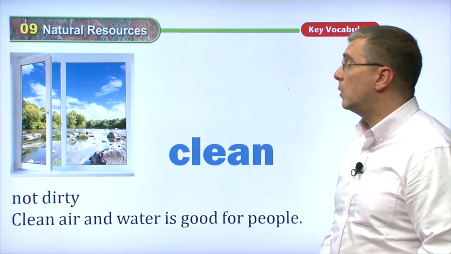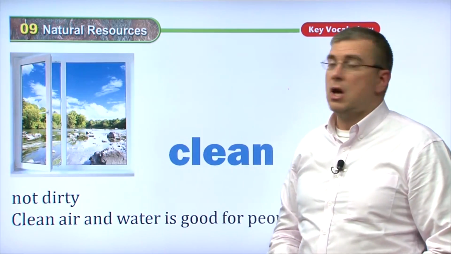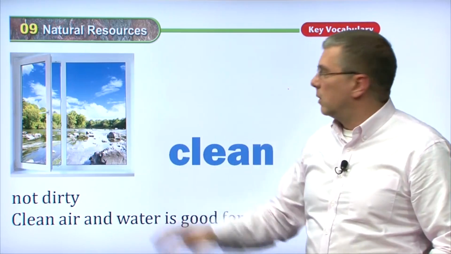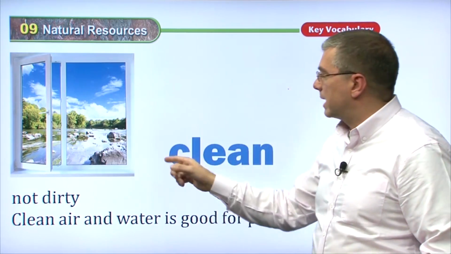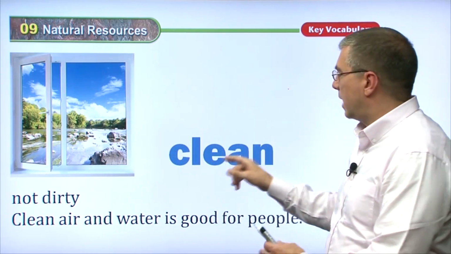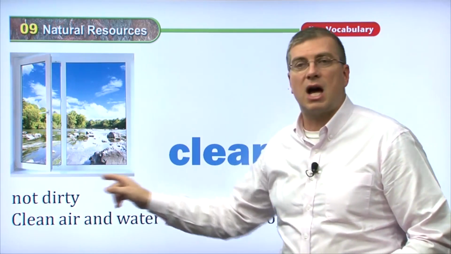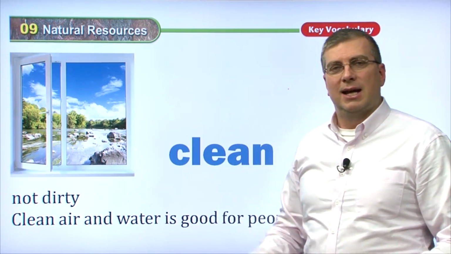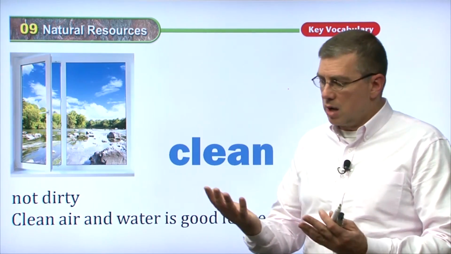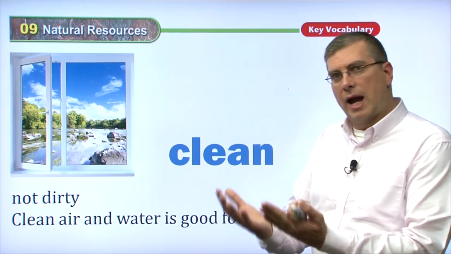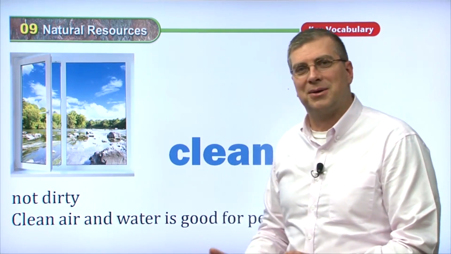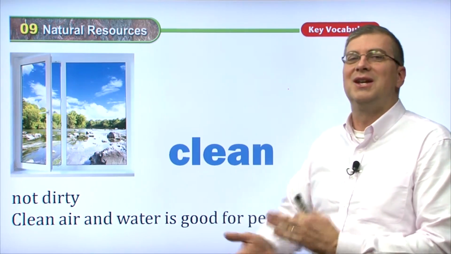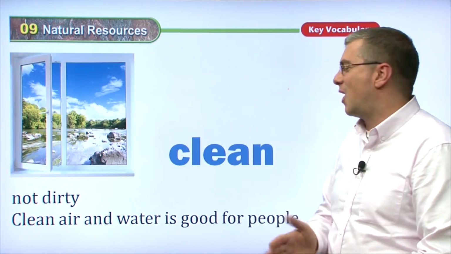We want to protect the environment. We want to keep our environment clean. We don't want to cut down too many trees. We don't want to use up all the water. Clean, of course, means not dirty, right? When you go home, if you've been playing outside and it's time to eat dinner, your mom looks at your hands and says, hey, your hands are not clean, they're dirty. So go clean your hands. Get rid of all the dirt and pollutants off of your hands.